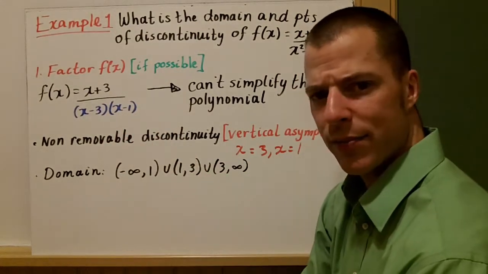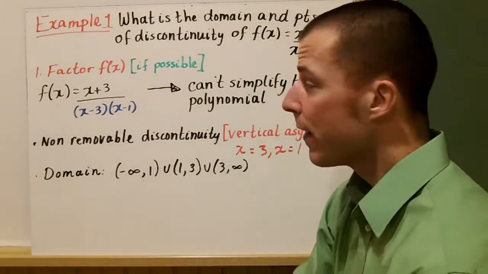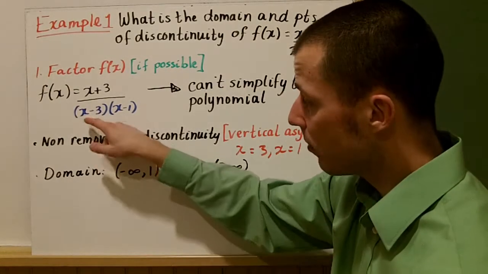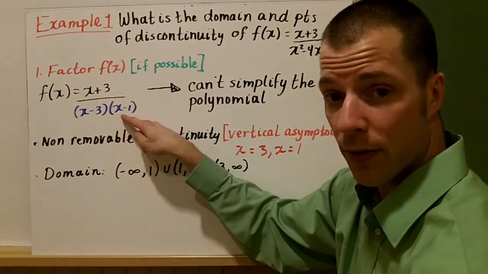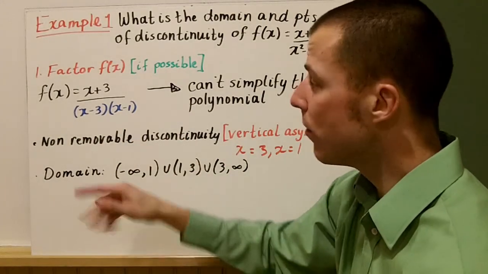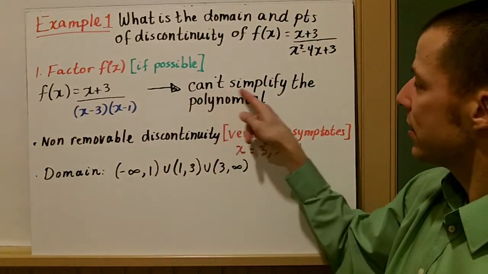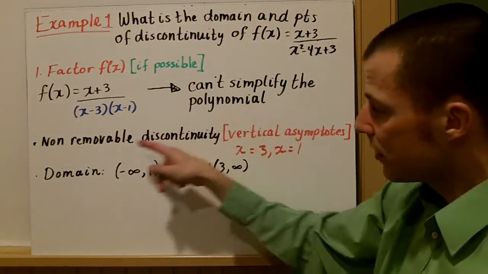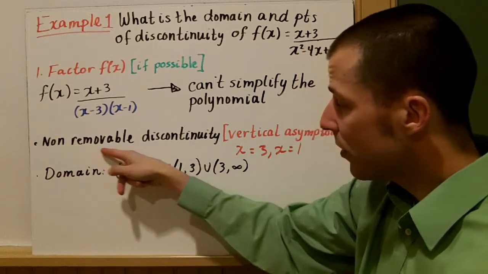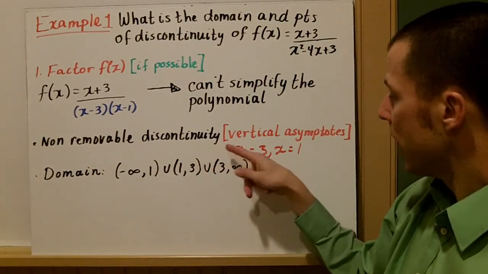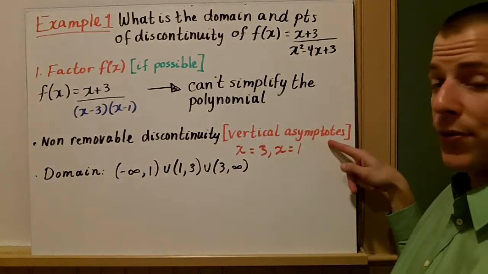But then I look. There's nothing I can simplify. There's nothing I can remove. So there is going to be discontinuity here because we can make the denominator 0. But there's nothing that's going to be removable because I cannot simplify anything here. So we can't simplify the polynomial any further than this. We do have non-removable discontinuity. And in this case we have vertical asymptotes.